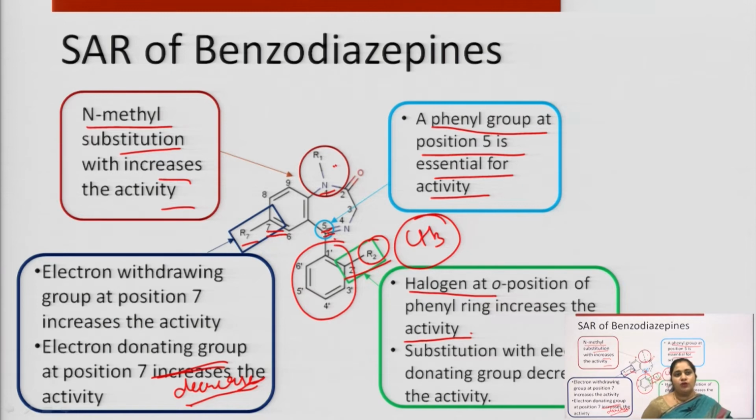The electron withdrawing group is found to possess better activity, while substitution with an electron donating group decreases the activity.